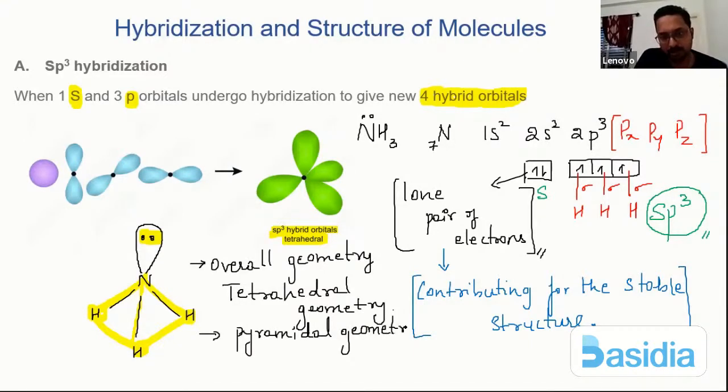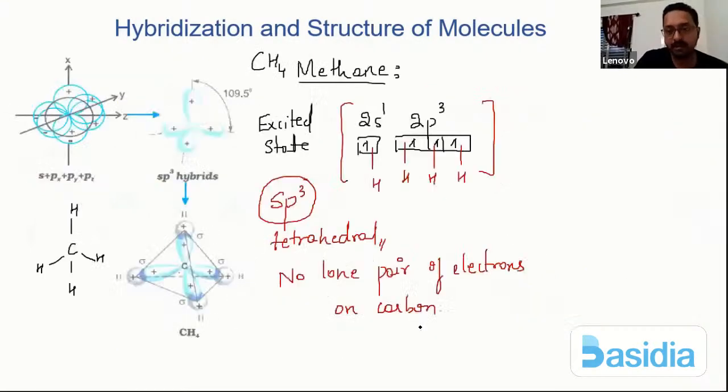Pyramidal geometry over here. So what do I understand is, I'm going to repeat it once again. When we consider the overall geometry, including the electrons also, the overall geometry is tetrahedral, no doubt in it. But when we consider only the atoms, what is the geometry there? The geometry is pyramidal structure. And the bond angles are very, very important. So I am going to mention the bond angles here.